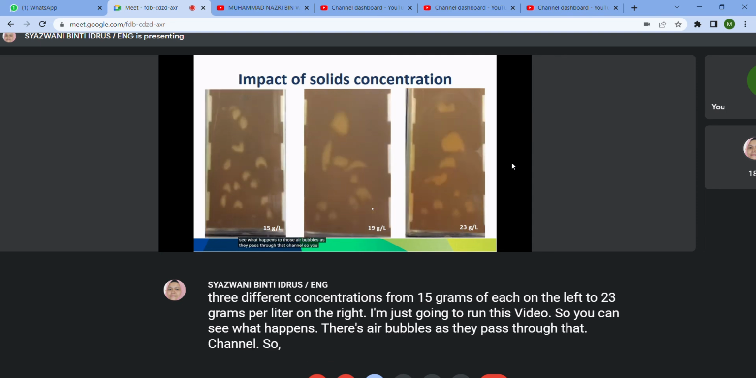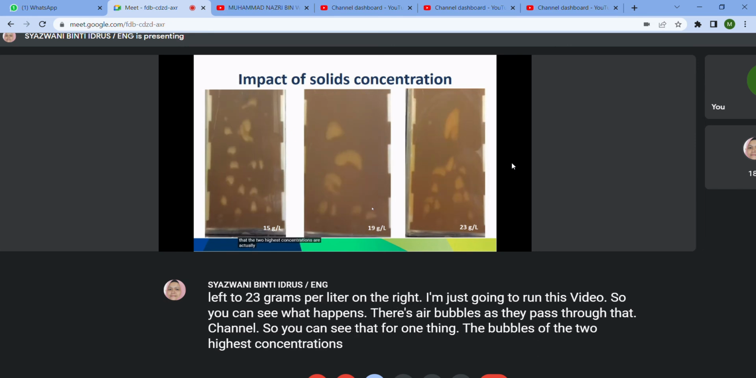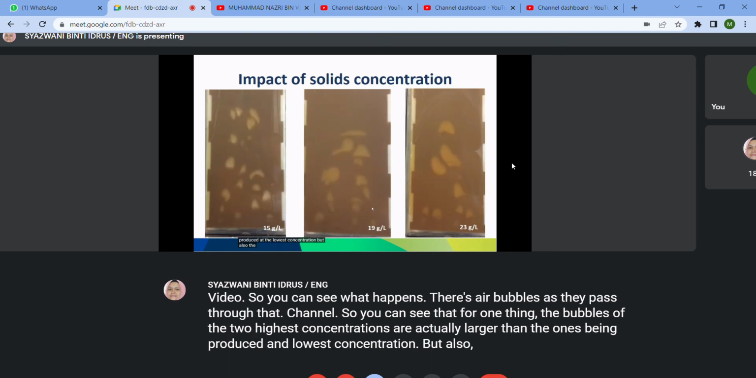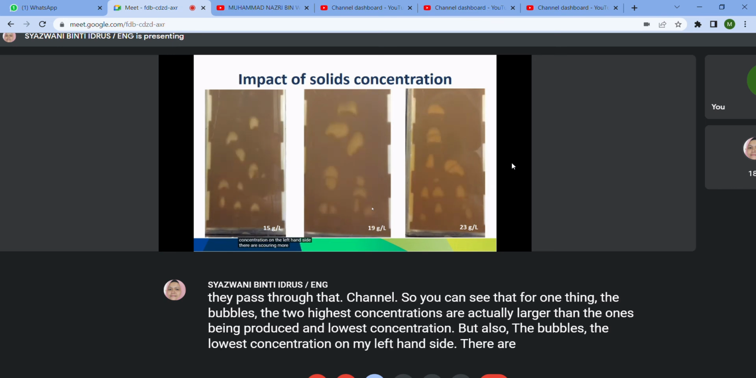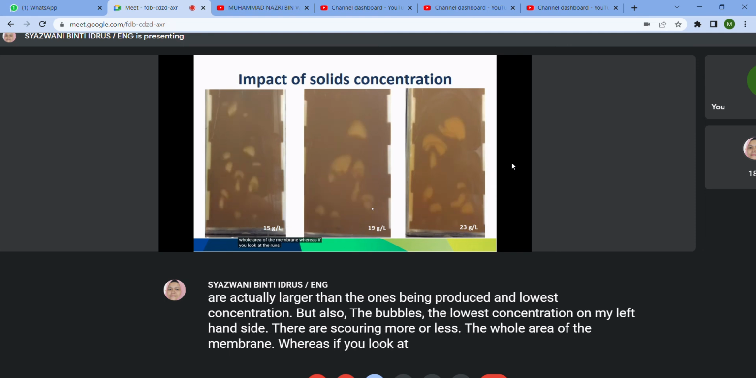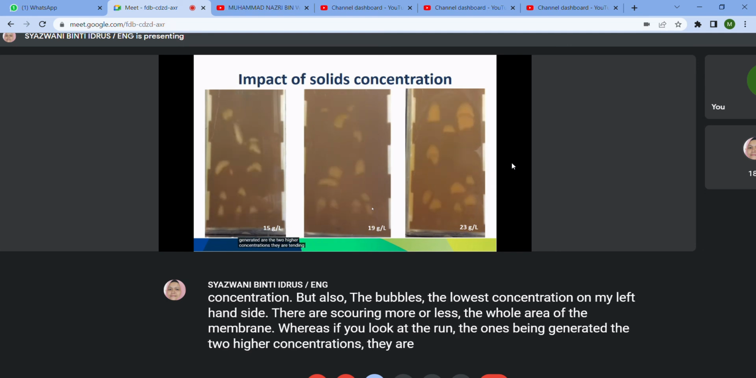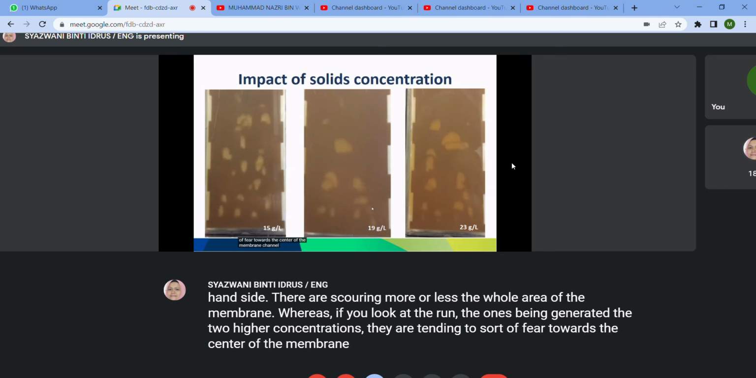So you can see that, for one thing, the bubbles at the two highest concentrations are actually larger than the ones being produced at the lowest concentration, but also the bubbles at the lowest concentration on the left hand side are scouring more or less the whole area of the membrane, whereas if you look at the ones being generated at the two higher concentrations, they are tending to veer towards the center of the membrane channel.